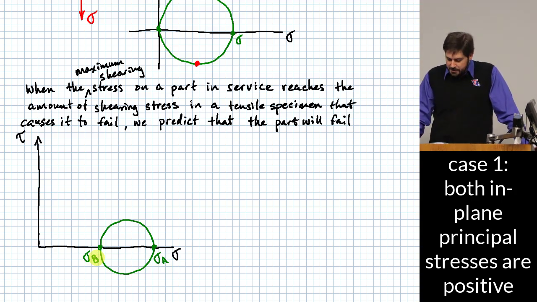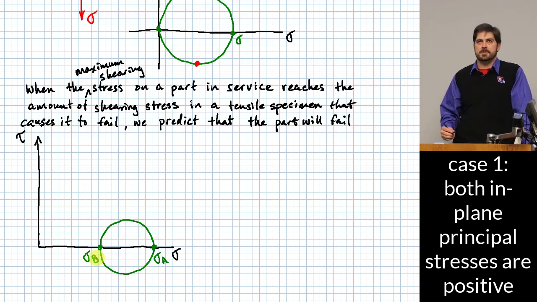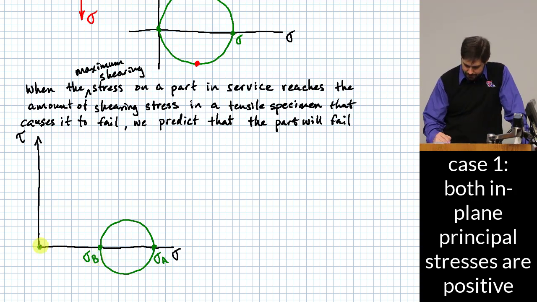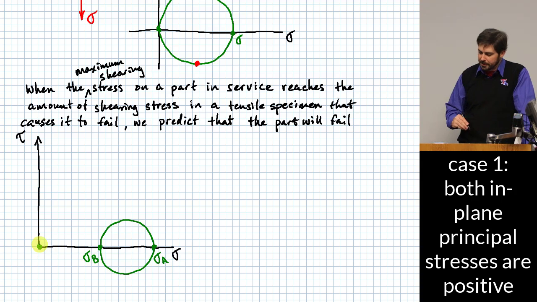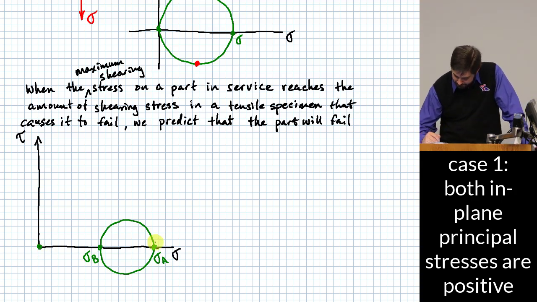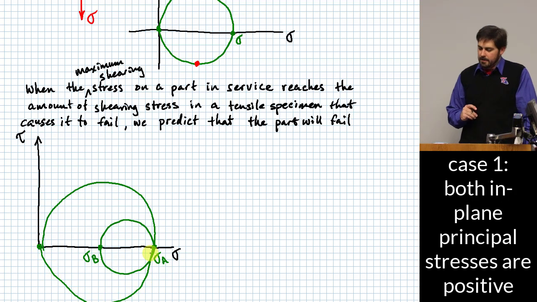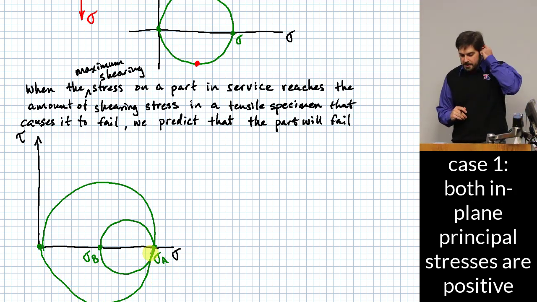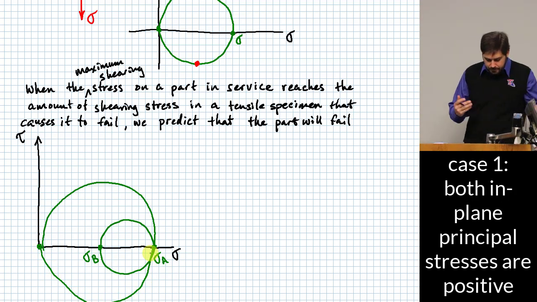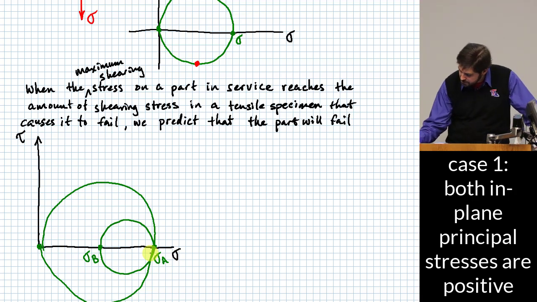If this is a state of plane stress, where is my third principal stress? 0. So my Mohr three-circle diagram looks like what? Something like this, where that's my third principal stress over there. Okay. Well, what is my maximum shearing stress for a part that's loaded in this way? It'd be here and here. It'd be the radius of this circle.